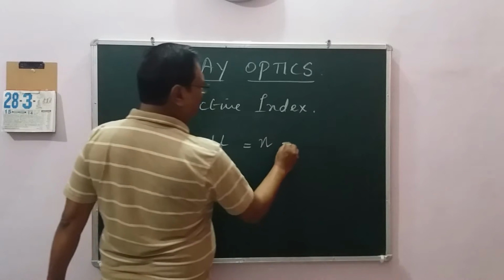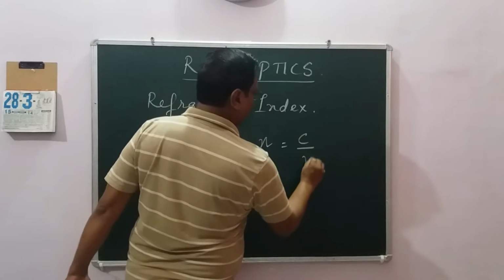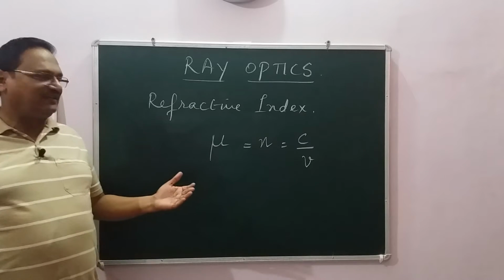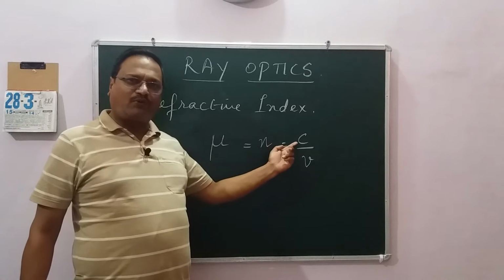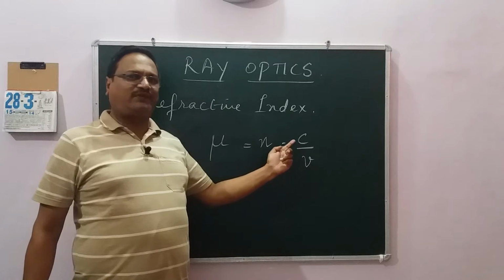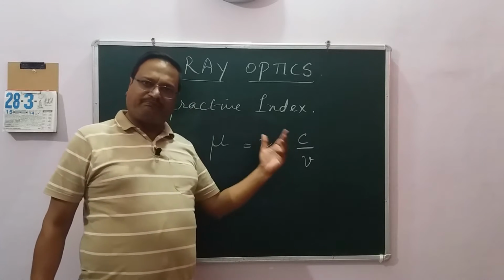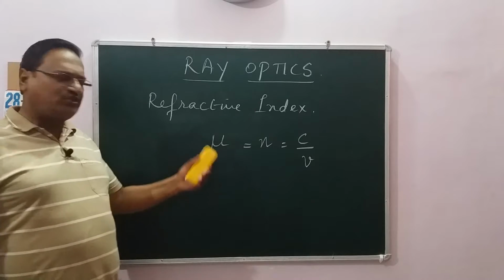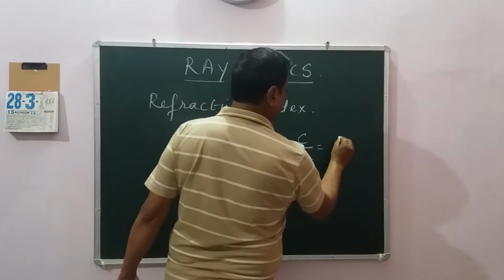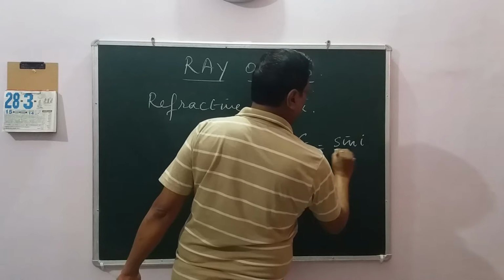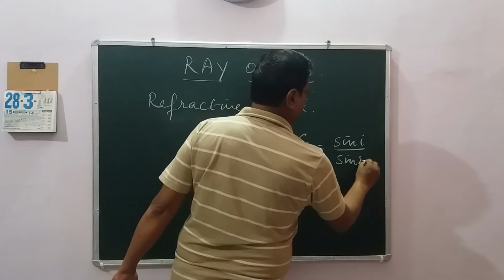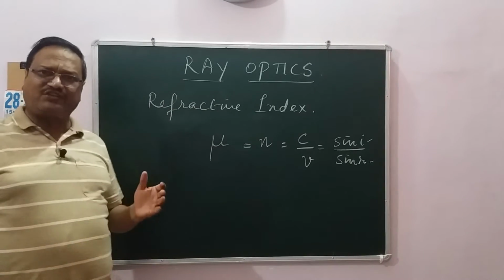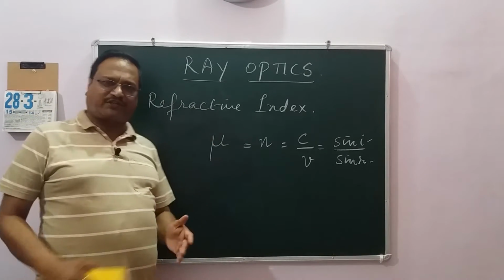So n is equal to c upon v. This is how you express it in terms of velocity of light: velocity of light in vacuum or air to velocity of light in the particular medium, either water, glass or diamond. Or using Snell's law, we can simply say sin i upon sin r, where i and r stand for angle of incidence and angle of refraction.